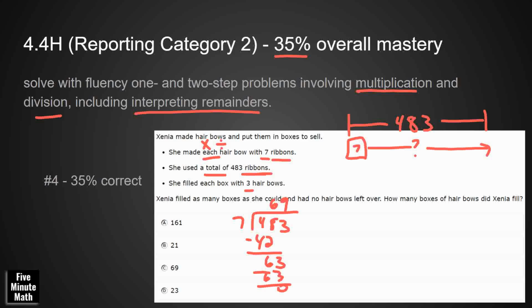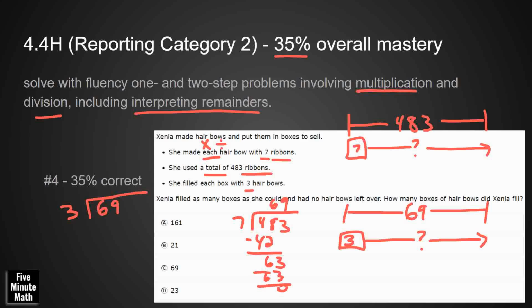Now, each box is filled with 3 hair bows, so I almost need to make a second strip diagram here. I've got 69 hair bows, and then each box is filled with 3 hair bows. It's that same thing. How many 3s can I get out of the 69? So I have to divide twice. And this might be why students struggled, because that's a lot of division, especially with long division being really mastered for the first time in 4th grade. And so it looks like we're going to end up with 23. Right, so our answer here is D.